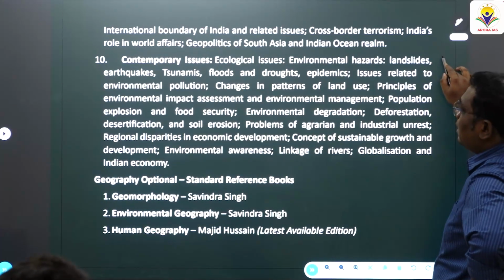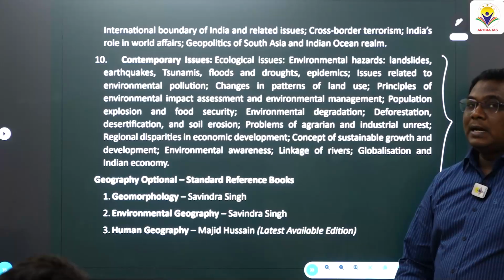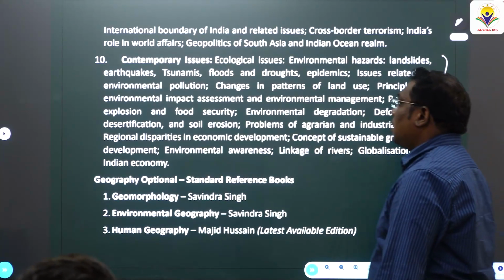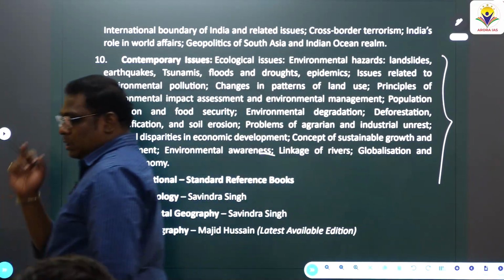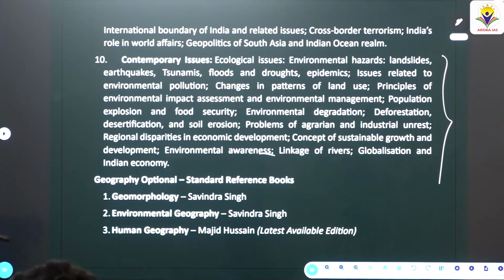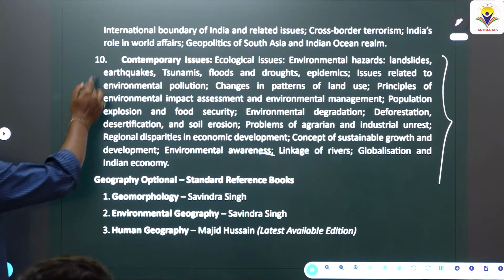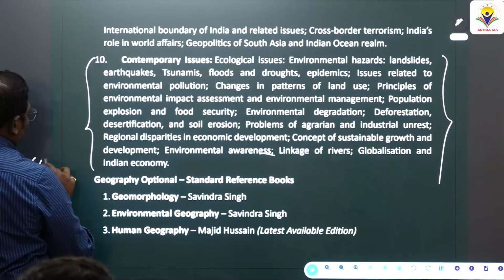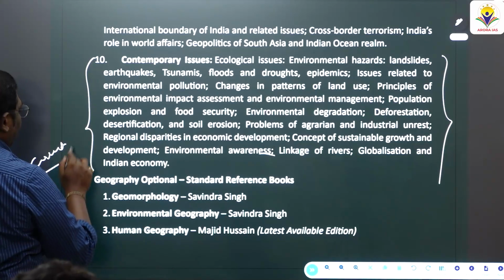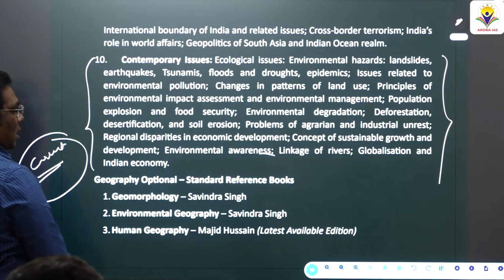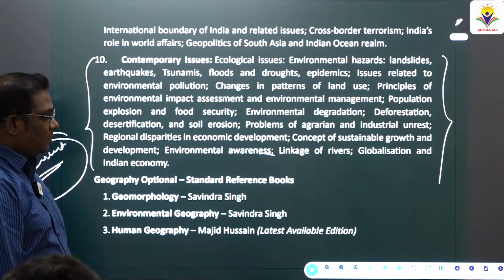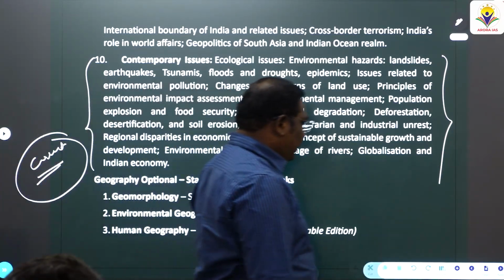And the 10th one, contemporary issues, Indian contemporary issues with respect to ecology, environment, erosion and all. This topic has to be coordinated with current affairs. Of course, I will integrate current affairs as well. It appears as though the syllabus is large, but don't worry, the syllabus is not large.